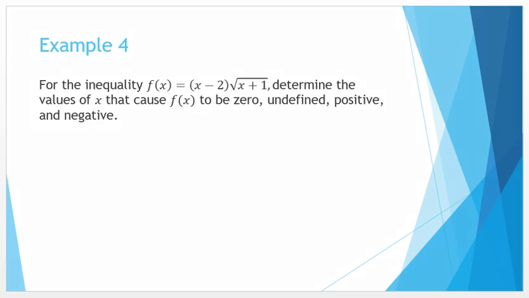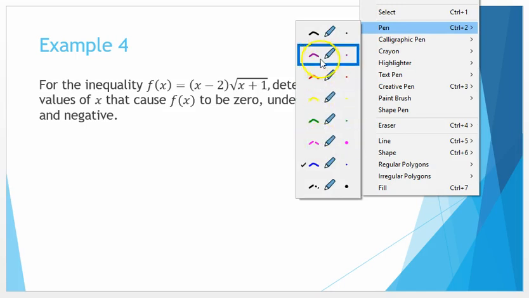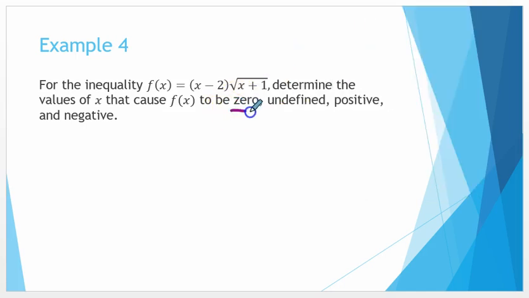If I am trying to determine the zeros in this case, so let's start with the zeros. My numerator is x minus 2 times the square root of x plus 1. So when does this stuff equal 0? Well, that means I can solve each of these separately. So I can say, when does x minus 2 equal 0? And when does the square root of x plus 1 equal 0?